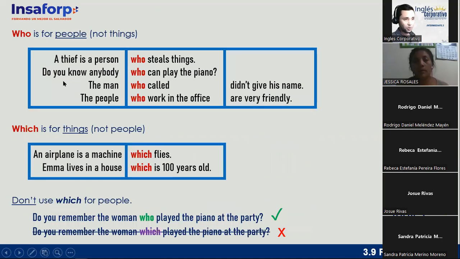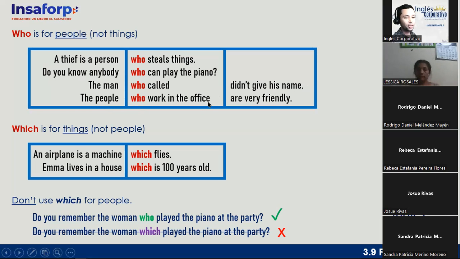So this is a review. Okay, let's take a look. Este es un repaso, ¿verdad? Who, again, who is for people. Remember, just people, not things. And you have some examples. You say a thief is a person who steals things. Remember that you can use relative clauses and relative pronouns in this case to give definitions. They are very useful for you to give definitions. So a thief is a person who steals things. A question right here. Do you know anybody who can play the piano? The man who called didn't give his name.